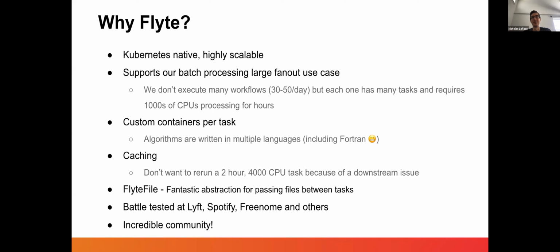Caching, obviously, is a no brainer, but our tasks are long running, potentially 2 hours or more. And if you took 4,000 CPUs and then all of a sudden some downstream component failed because the container couldn't start or whatever the reason is, we don't want to have to rerun. We love the Flyte file abstraction. Not having to deal with passing files back and forth between the tasks is great.